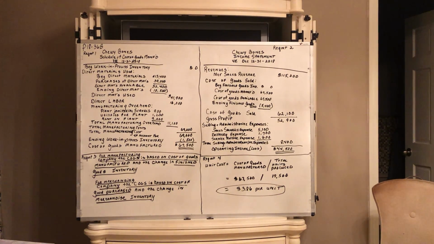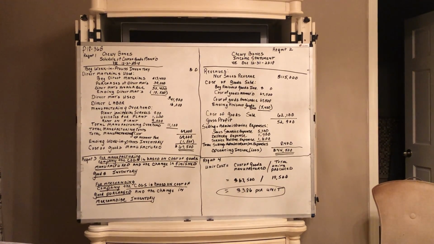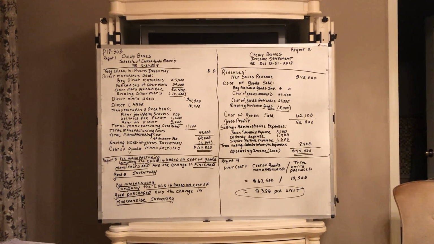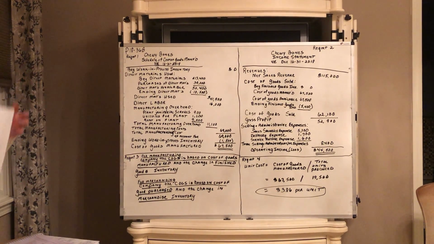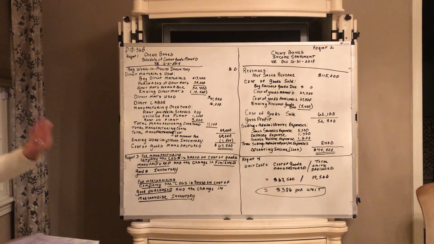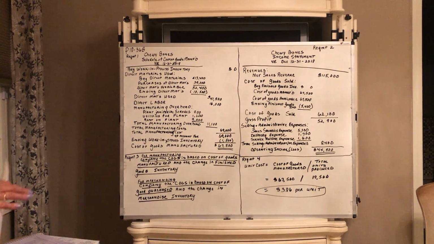So I'm just going to go over how to do one. Again, this piece, the schedule of costs of goods manufactured, I think is the hardest thing about managerial or cost accounting. Some people call it managerial, some people call it cost. It's really the same thing. It's about accounting within an organization. That it's basically for managers, okay? So they can make good decisions.